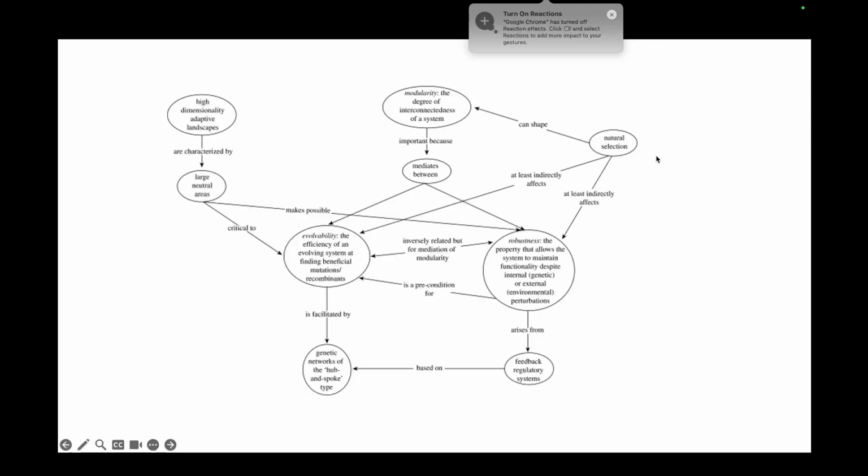Now, natural selection, on the other hand, is also very important. If natural selection can change your modularity, natural selection can indirectly affect your evolvability and robustness. And so natural selection is kind of a mother lode that is controlling a lot of things directly or indirectly. A lot of things depend on the selection procedure, because depending on the mutations.